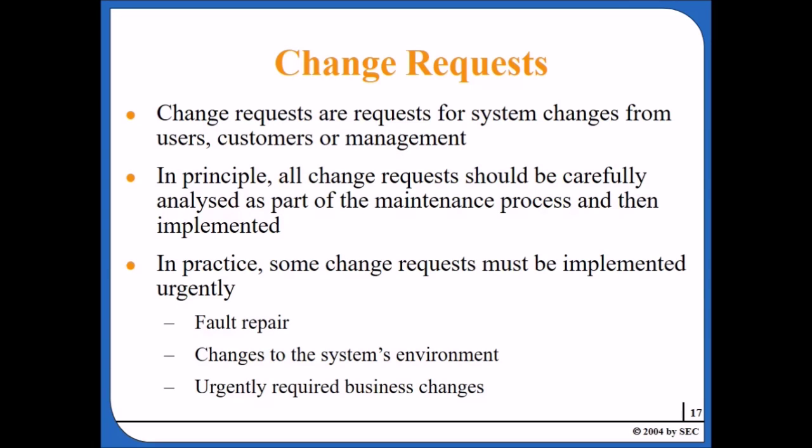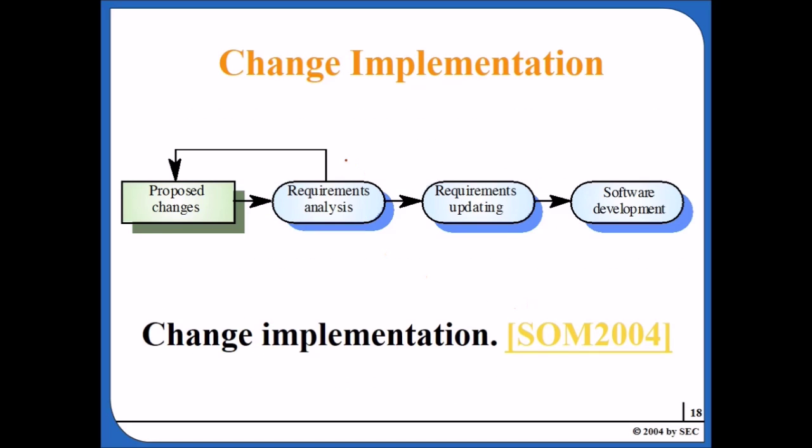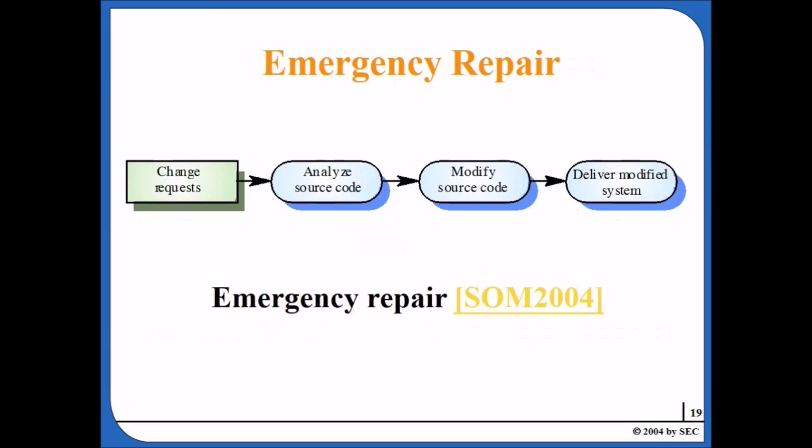So what are change requests? Change requests are requests for system changes from users, customers, or management. All change requests should be carefully analyzed as part of the maintenance process, and then they have to be implemented. But in practice, some change requests must be implemented urgently, like fault repair, changes to the system environment, or urgently required business changes. This is the part of change implementation. These are the proposed changes, requirements analysis, requirements updating, and software development. These are the change implementation processes.